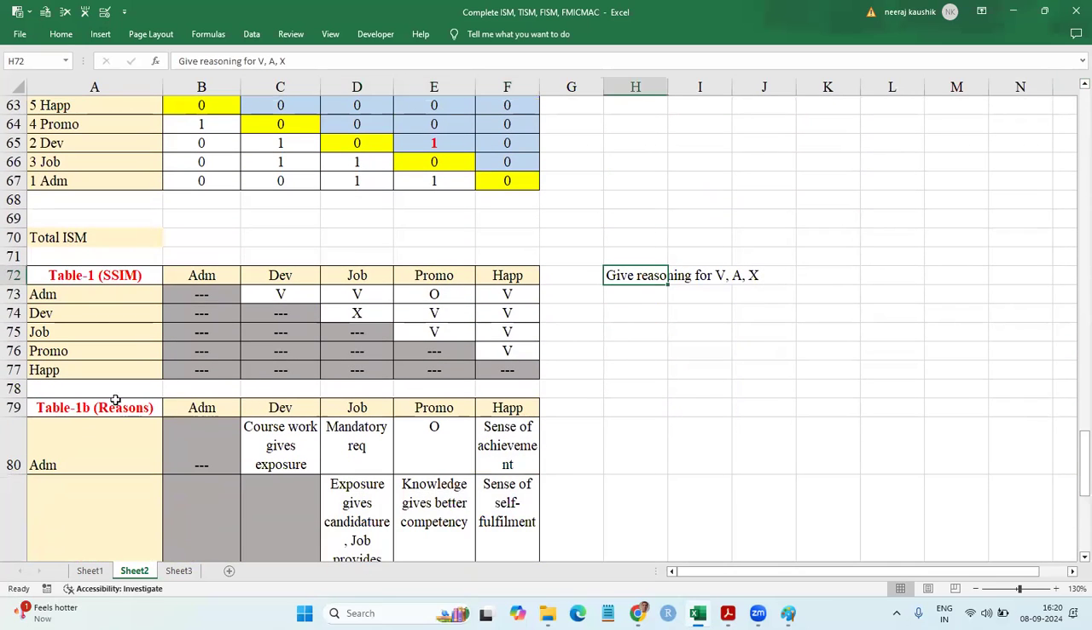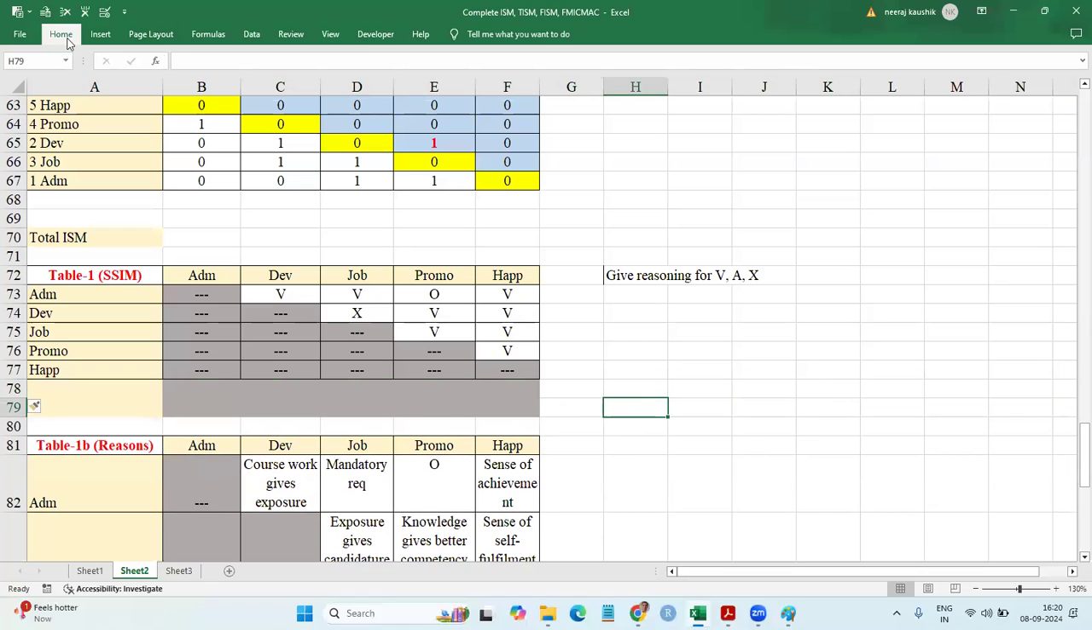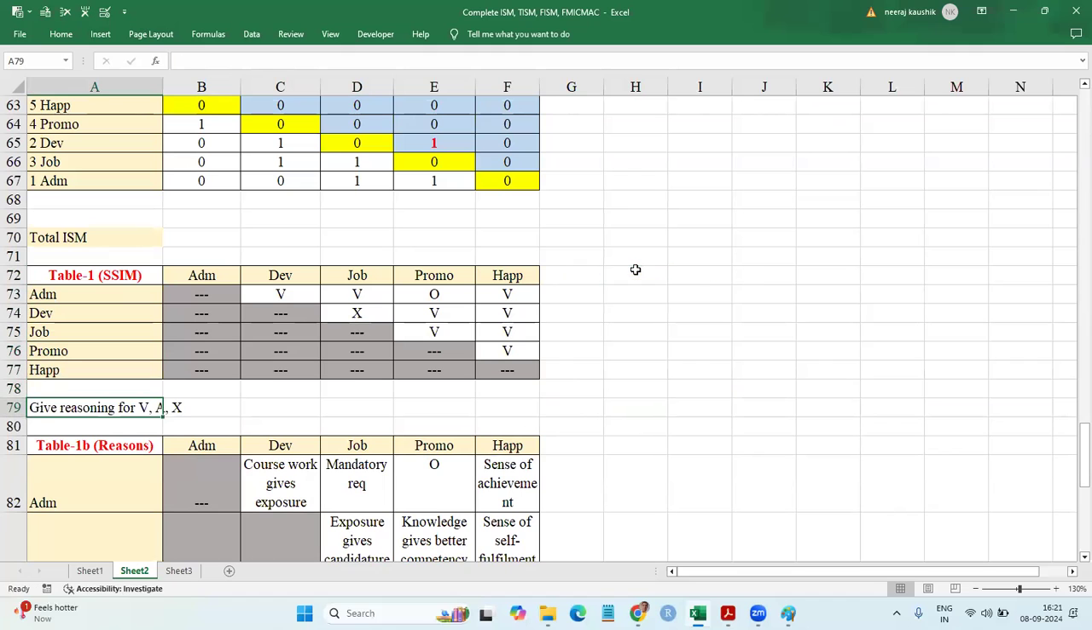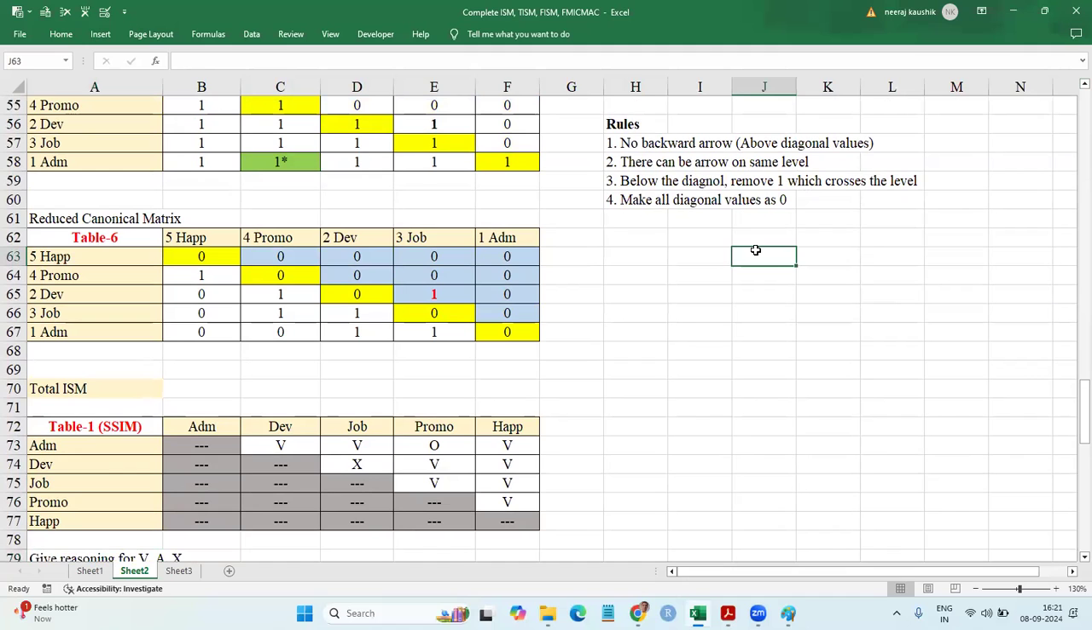So let me include 1-2 lines here. Give reasoning. This part will come here. And let's try to make some sort of diagram here. The diagram will be made like this: happiness. At level 2, it was probably promotion. Promotion. Here comes job, and one was development, and it was the admission.